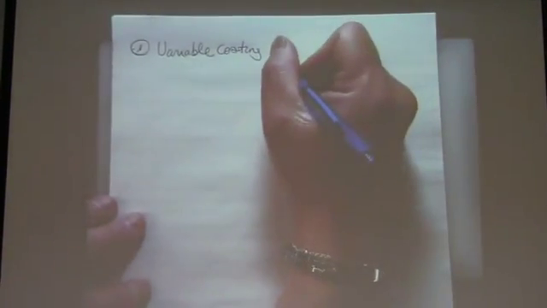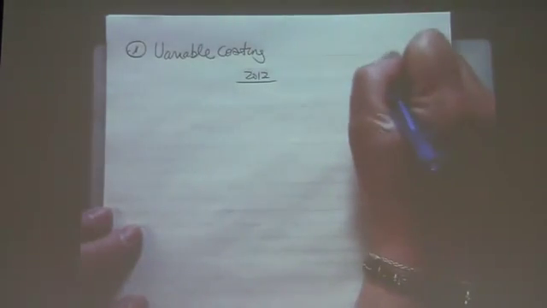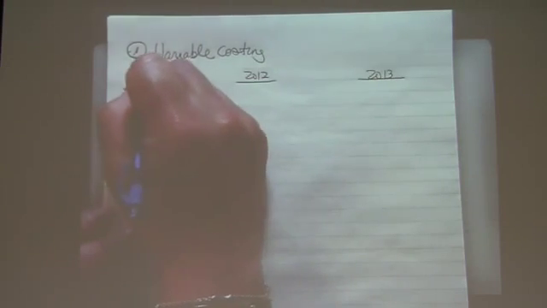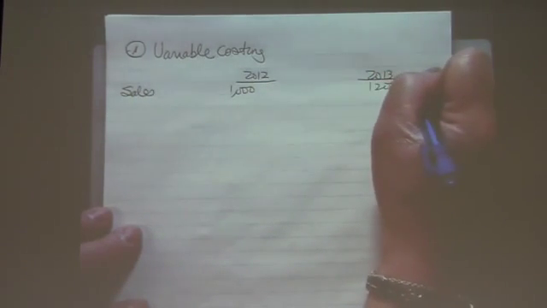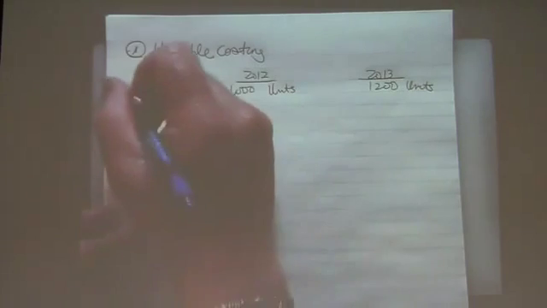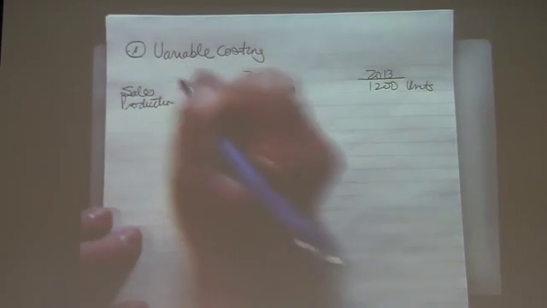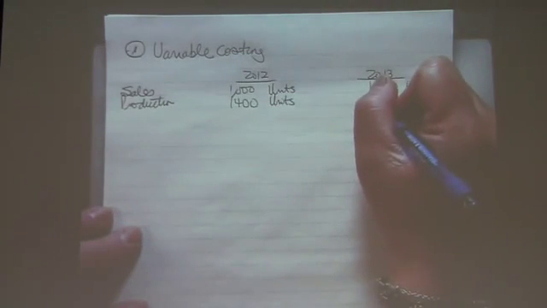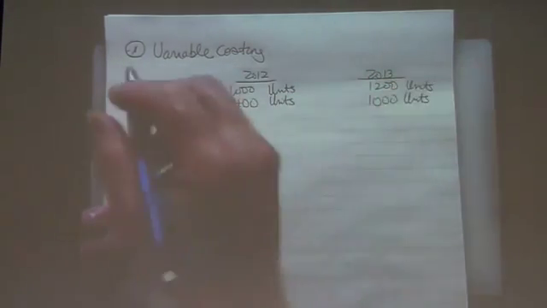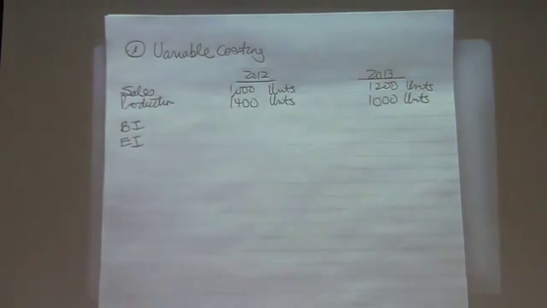I like to do comparatives here, so 2012, 2013. I always like to make a mental note. My sales is 1,000 units, and this one was 1,200 units. And my production is 1,400 units, and this one is 1,000 units. So I like to put the words beginning inventory and ending inventory so that I don't have to calculate it.